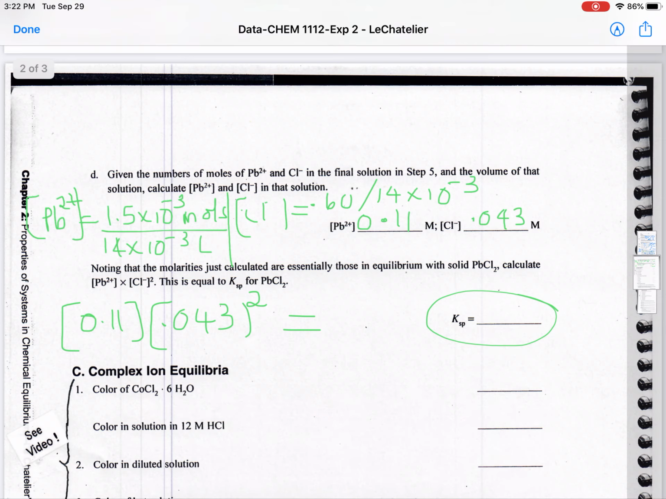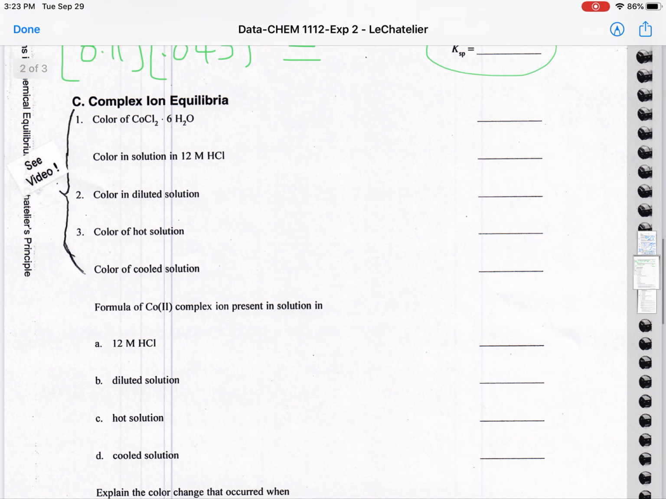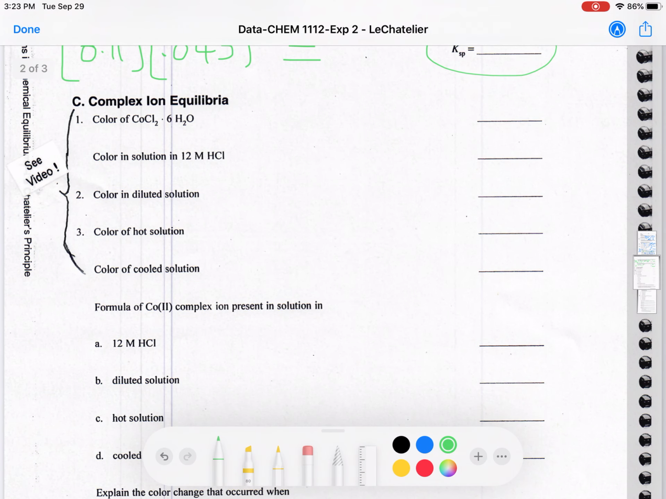And then the next one is complex ion equilibria. For this one, we're going to be using a cobalt chloride complex with 6 water molecules, cobalt chloride hexahydrate, which is a magenta color complex. It's the solid form that you need to write down. What is the color of cobalt chloride? This also tells in the video. You write down what is the color, and then the color in solution.